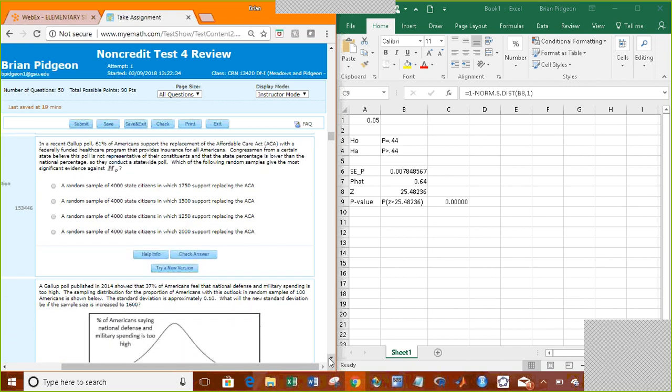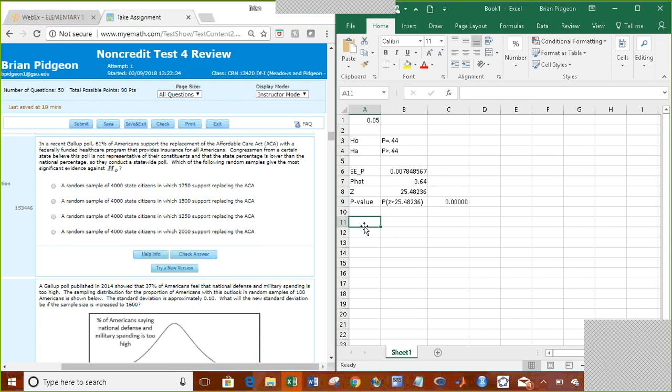Alright, in a recent Gallup poll, 61% of Americans support the replacement of the ACA with a federally funded healthcare program that provides insurance for all Americans. Congressmen from a certain state believe this poll is not representative and the state proportion is lower. Which of the following random samples gives the most significant evidence against the null hypothesis? So meaning we want to reject the null hypothesis and claim that it's smaller than 61%. Well, we just want to see really here which of these has the smallest sample size.